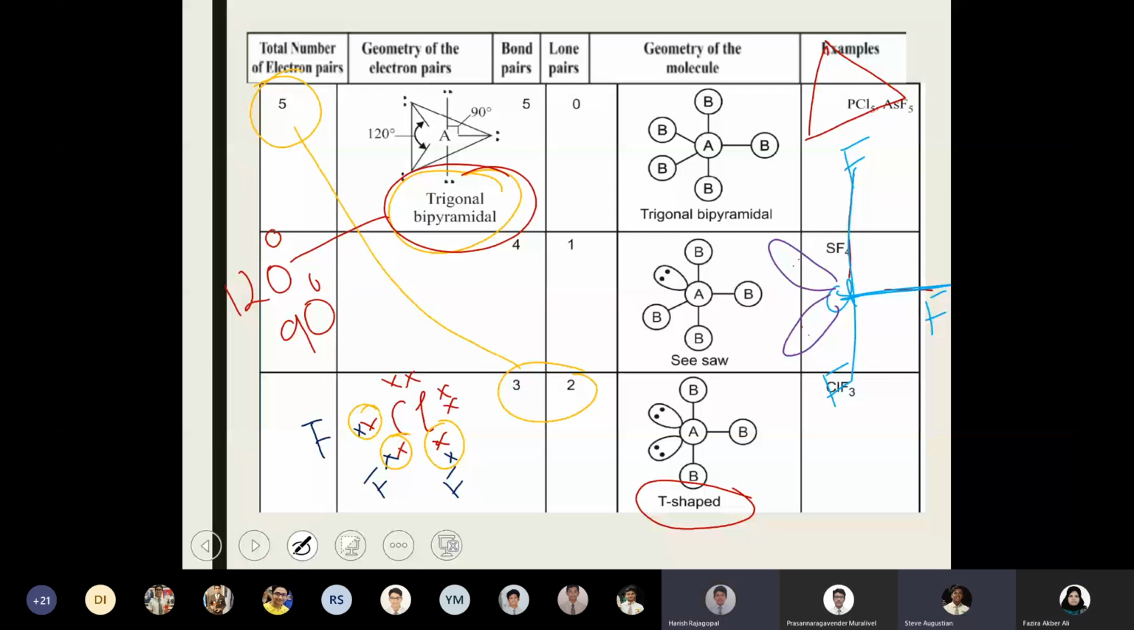Yes, ma'am. This is what you need to explain for ClF3 if it is given as an example in the exam. If they ask you to find the geometry or explain the geometry and hence the shape of a molecule, first you need to come to the geometry, which is trigonal bipyramidal, the expected one. From the trigonal bipyramidal, how you come to the conclusion that it has a T shape, that step you need to explain.